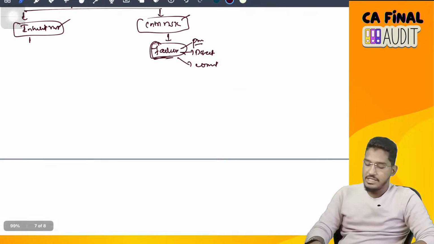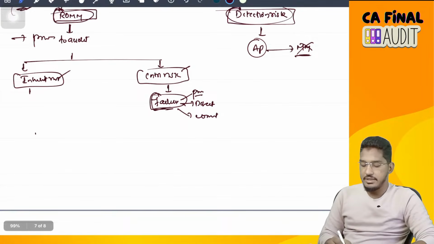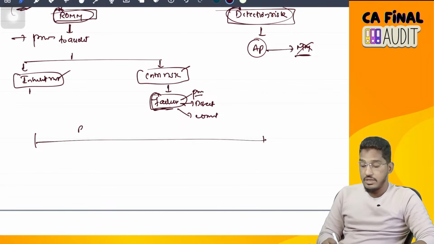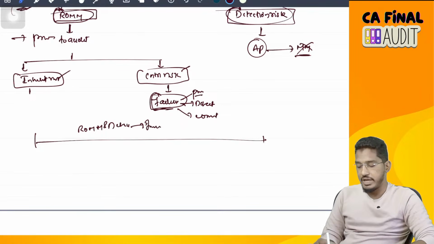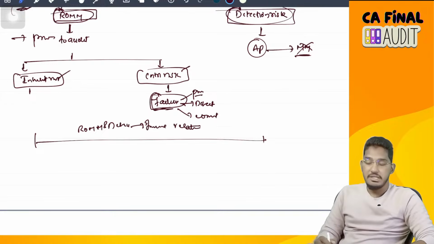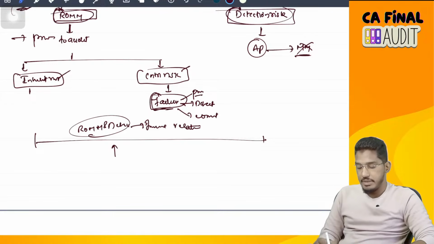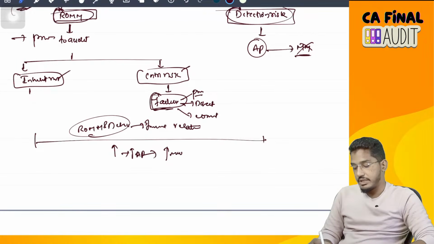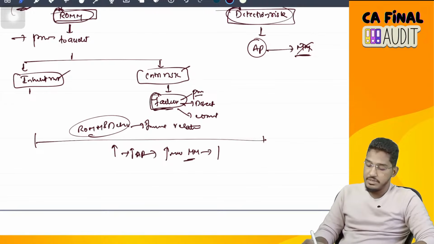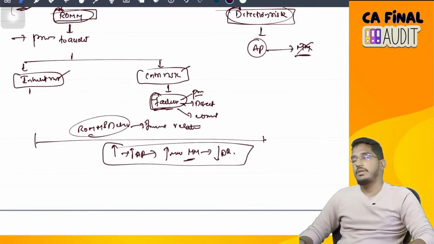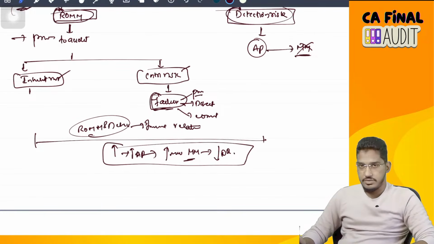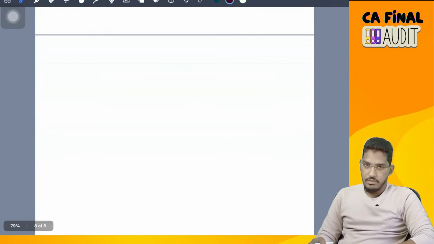Clear? And there's one more aspect here. Between the components of the audit risk, there is an interrelationship. Between the risk of material misstatement and detection risk, we have a relationship. What is that relationship? It is an inverse relationship. So when the risk of material misstatement is high, the auditor should perform more procedures. When he is performing more procedures, he will detect more misstatements. When he is detecting more misstatements, he is keeping the detection risk at a low level. So like this, there exists an inverse relationship between risk of material misstatement and the detection risk. So this is the concept of the audit risk.